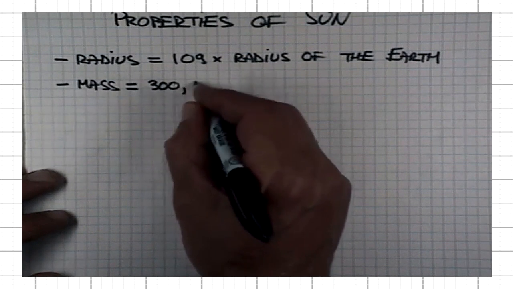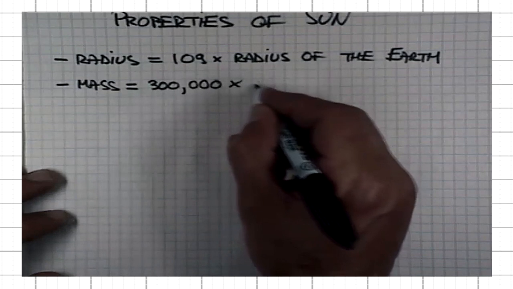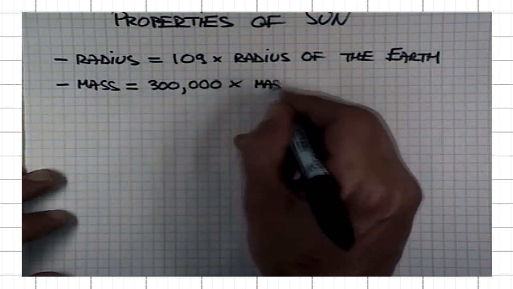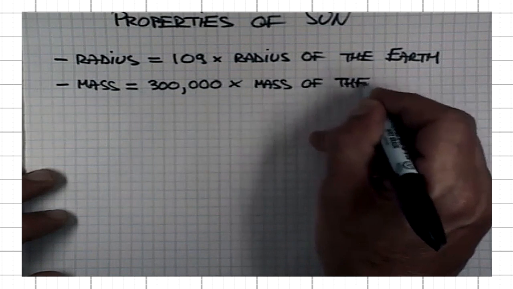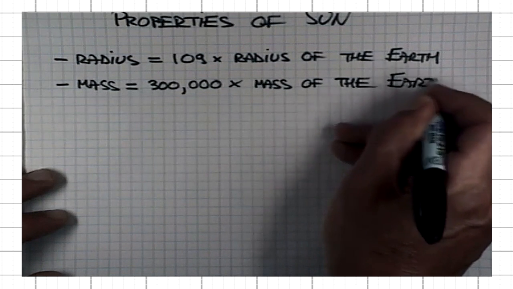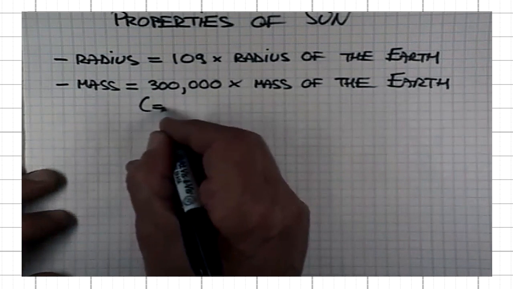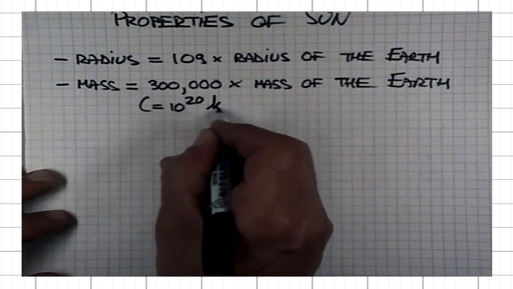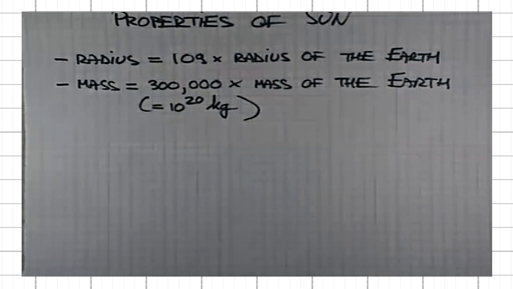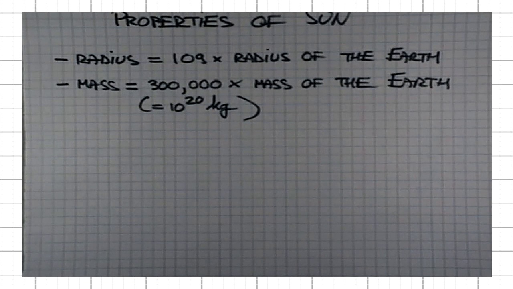Its mass is 300,000 times bigger than the mass of the Earth. More specifically, it's about 10 to the 30 kilograms. And again, we find the mass of an object by measuring the orbital data of another object revolving around it that is gravitationally bound. So from the orbital data of any planet revolving around the sun, we can determine its mass using the third Kepler's law as formulated by Newton.